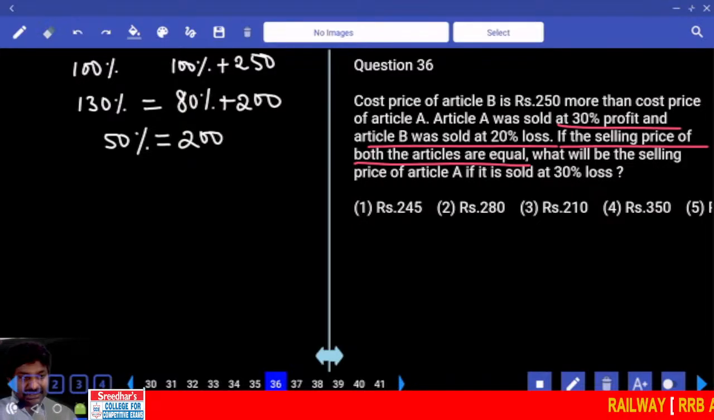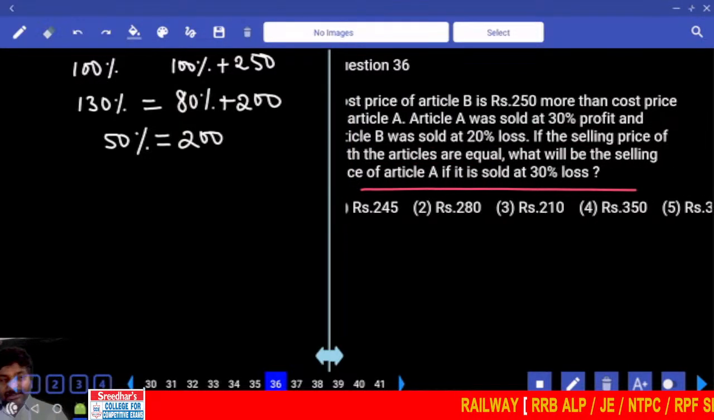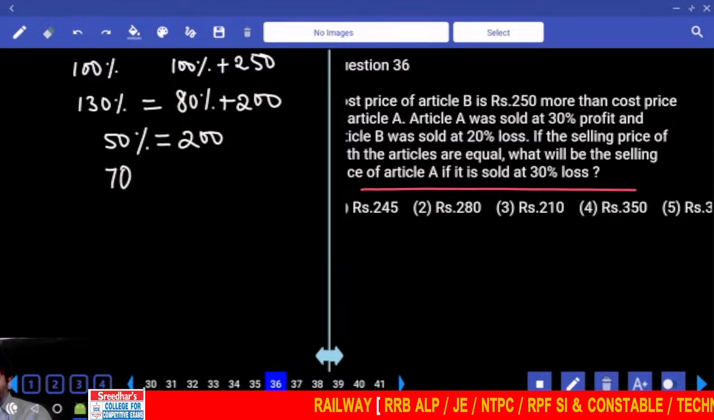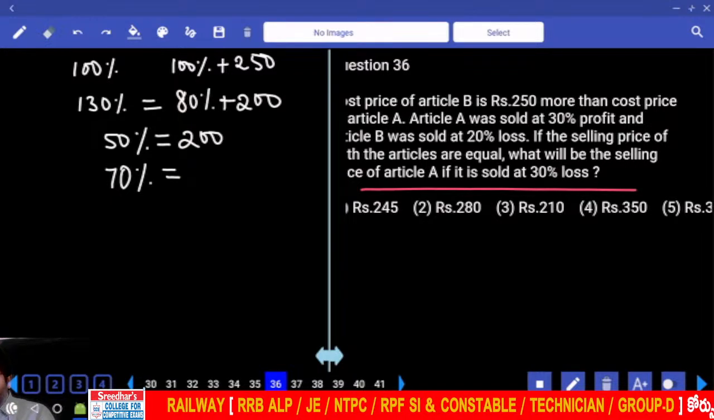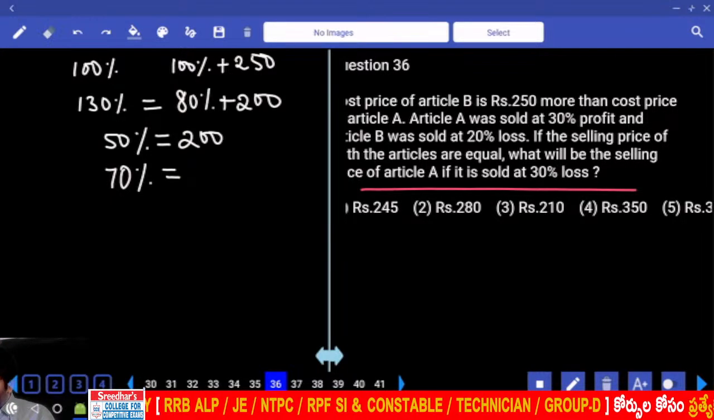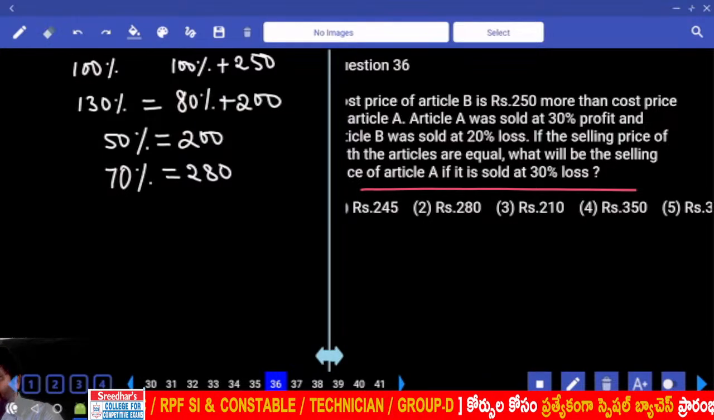Now the question is, what will be the selling price of an article if it is sold at a loss of 30%? When it is sold at a loss of 30%, we need to sell it at 70%. 50 how many times? 7 times 4 is 28 and then 0. 280.